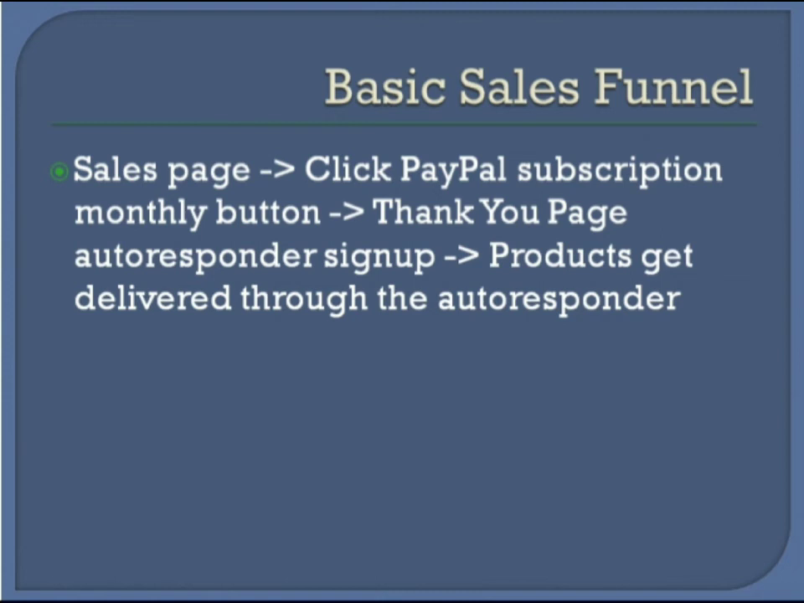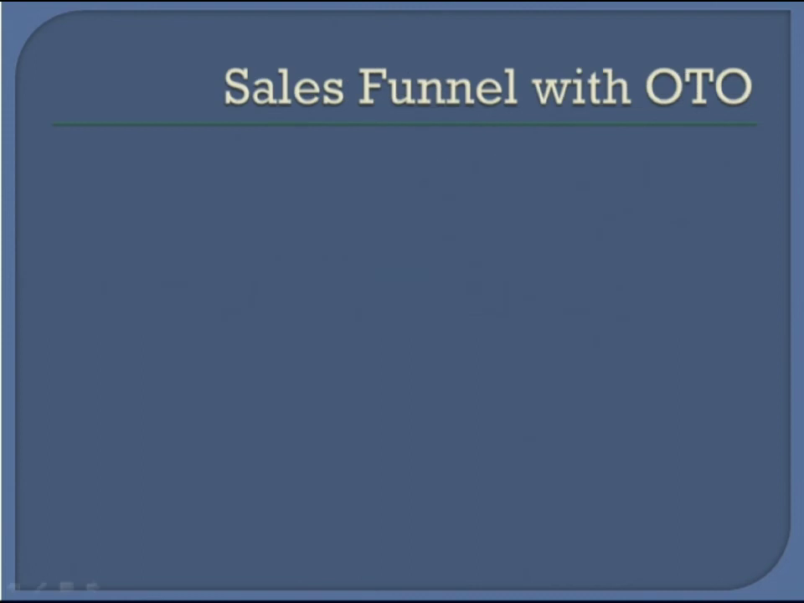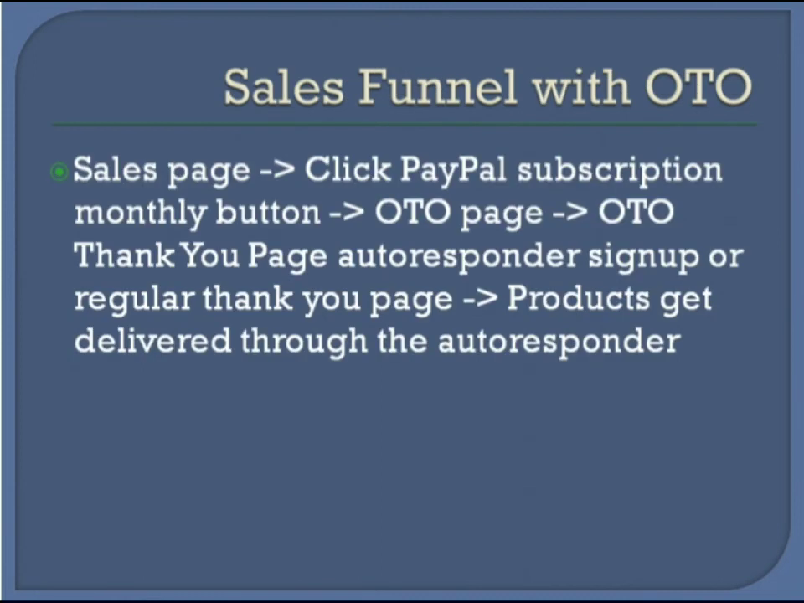Now, if you were to get a little more complicated and add a sales funnel with a one-time offer, then it would look like this. You have a sales page, they get on the sales page, they click the PayPal button, and then after that, they see a one-time offer that says, hey, hold on, we've got a one-time offer here. If they go purchase it, then they get sent to the one-time offer thank you page with the autoresponder, or if they say no, then they're going to be sent to the regular thank you page. Then after that, the products get delivered through the autoresponder.